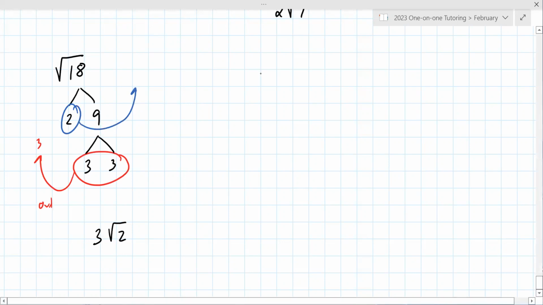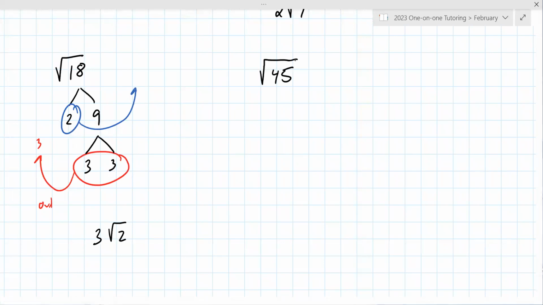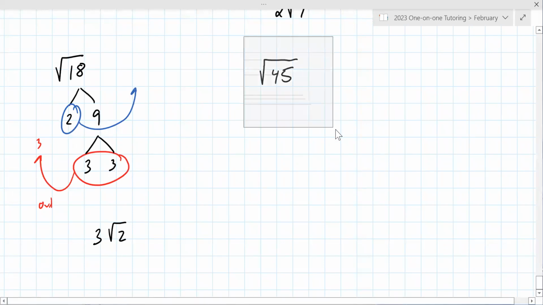Okay. Got it. So let's have you try this one, square root of 45, please. Now, wait a second. That's not a good one for me to give you. Sorry, I'm trying to think too hard about this. How about the square root of 98? That would be a better one. Okay.